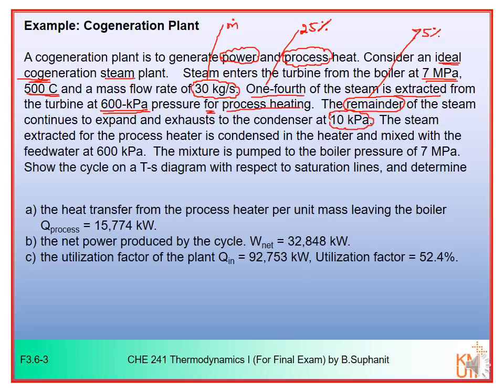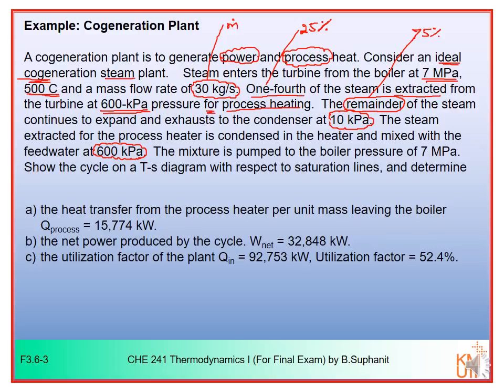The steam extracted for the process heater is condensed in the heater, and then it will be mixed with the feed water at 600 kilopascal as well. The mixture here will be pumped back to the boiler pressure of 7 megapascal. In this example, we are going to show the cycle on a T-S diagram with respect to the saturation lines, and also determine the following parameters.